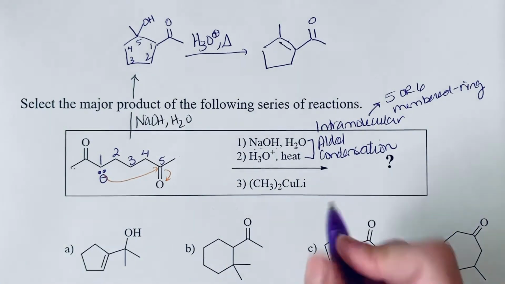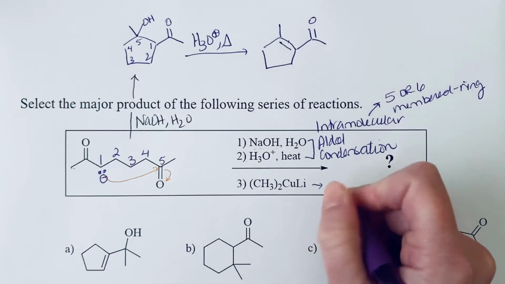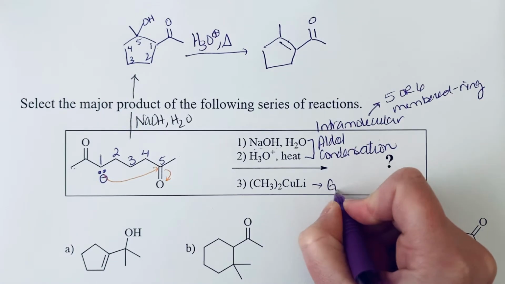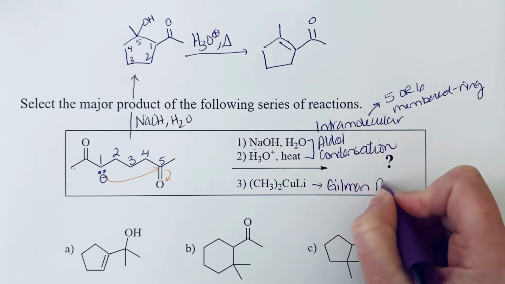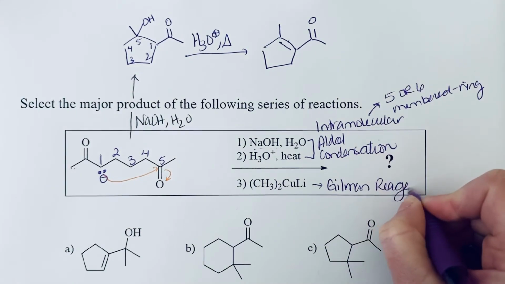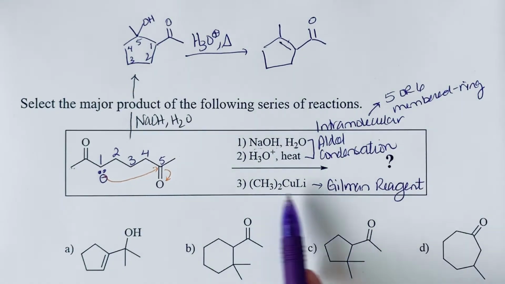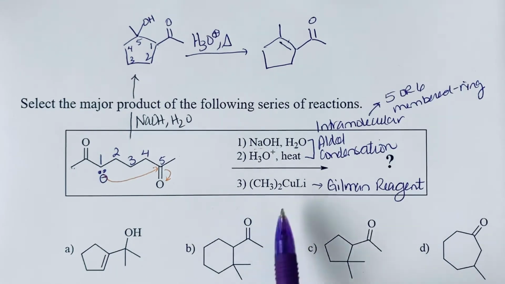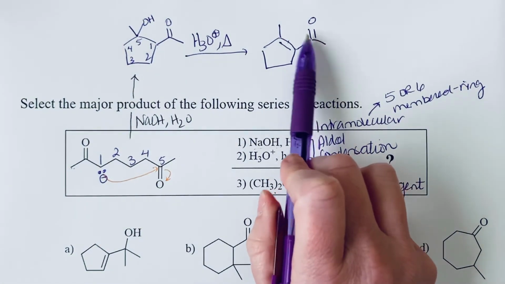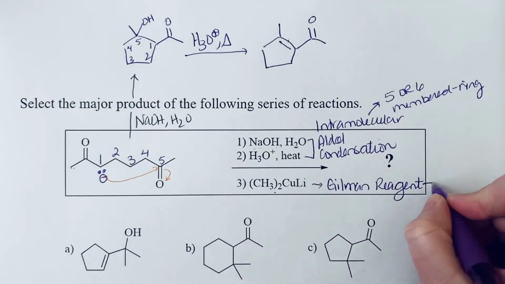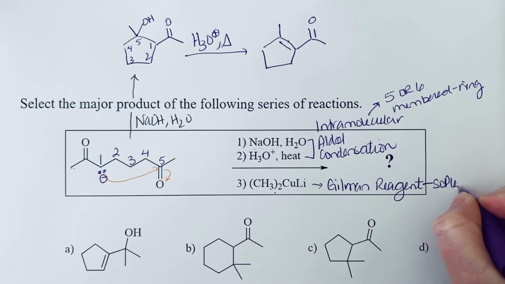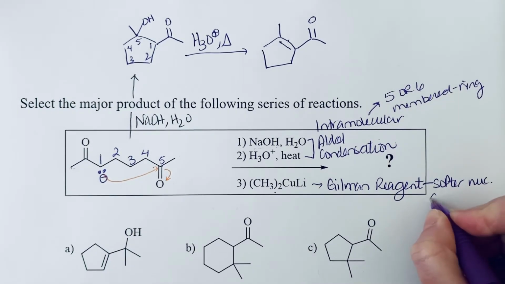And then if you look at the next step, we're treating this with an organolithium reagent, or this is specifically a Gilman reagent. So I guess I should have said copper lithium. I apologize. So this dialkyl copper lithium reagent, otherwise known as a Gilman reagent. So this is a nucleophile. So we have 2 electrophilic sites on our molecule. We have the carbonyl and the beta carbon. Your Gilman reagent is a softer nucleophile, and this will add to the beta carbon.